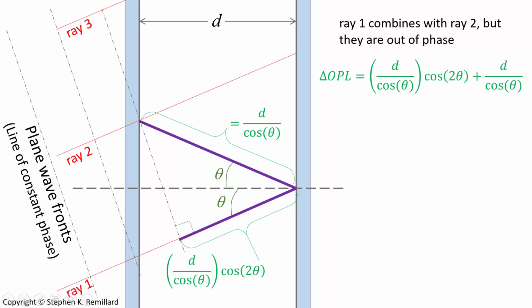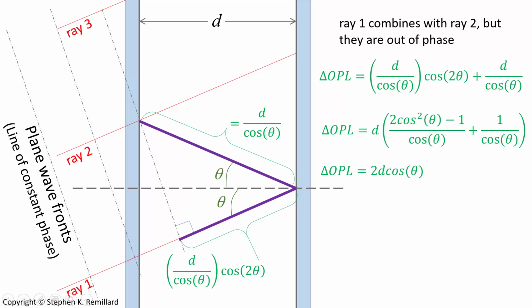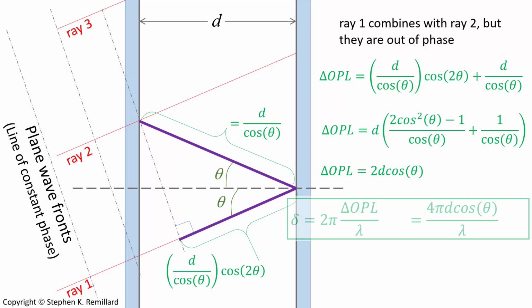Do a little bit of trigonometric manipulation, and the difference in optical path length between ray 1 and 2 is simply 2d cos theta. That's the same difference in optical path length between ray 2 and ray 3, and between ray 3 and ray 4. Divided by the wavelength, that's the fractional shift in phase. Multiply that by 2 pi, and you have the actual phase shift that the ray undergoes as it proceeds from the beginning of the purple region to where it rejoins ray 2.